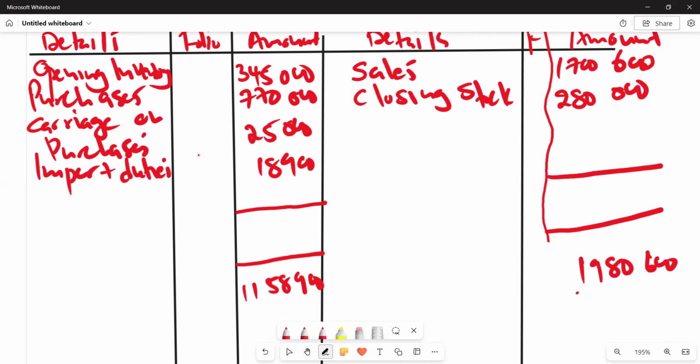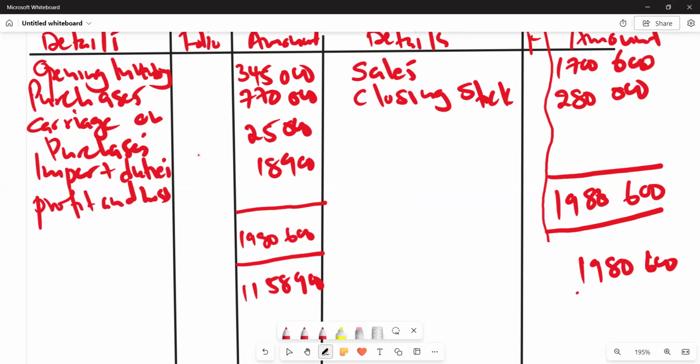So we are going to pick this figure and put it in between the double lines, and it comes on both sides, 1,980,600. And then the difference between the two totals should come to the side where we have got a lesser total, which is the debit side. So that's where we're going to have the balance, and the balance we're going to transfer to the profit and loss. So we're just going to write profit and loss and calculate the difference: 1,980,600 minus 1,158,900. Then you put the difference here, of which if you calculate correctly, it's going to be 821,700.